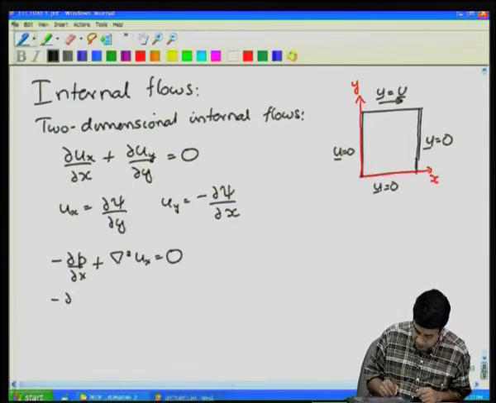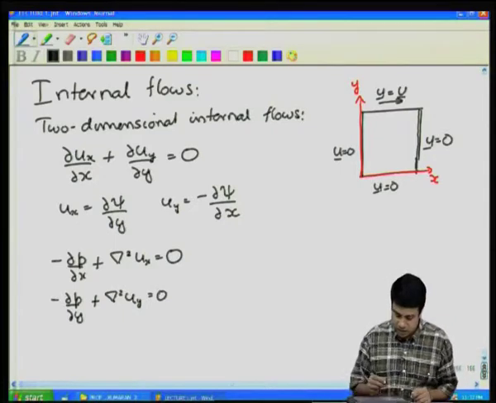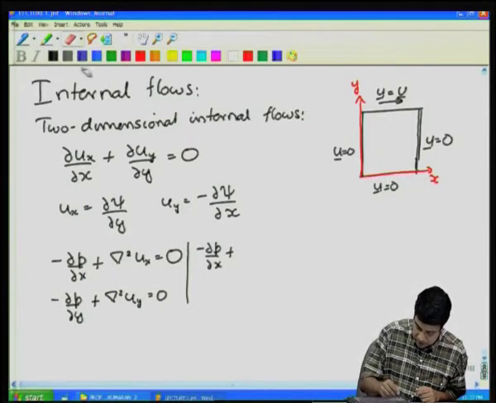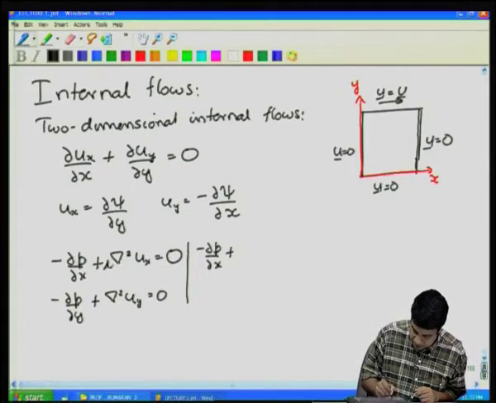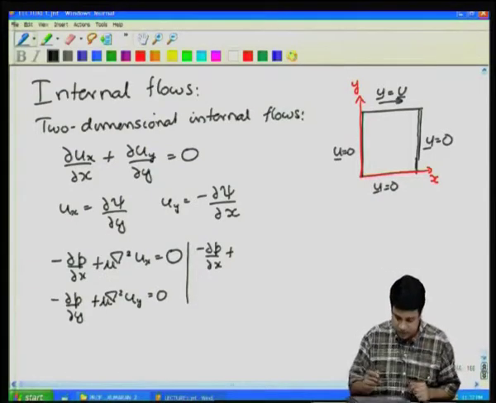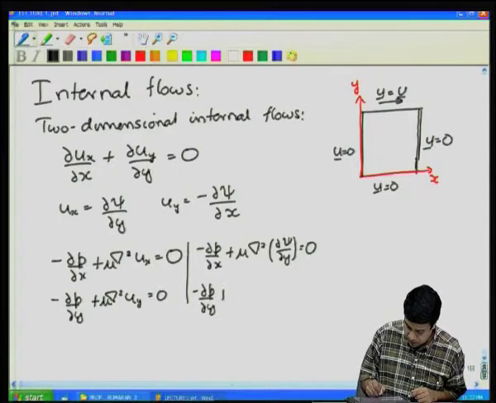Then you have minus partial p by partial y plus del square u y is equal to 0. Okay. Expressed in terms of the stream functions. So, I get minus partial p by partial x plus, I should put a viscosity here, sorry. There should be viscosity in terms of both these terms, okay, with mu del square u x and mu del square u y. Okay. Minus partial p by partial y.